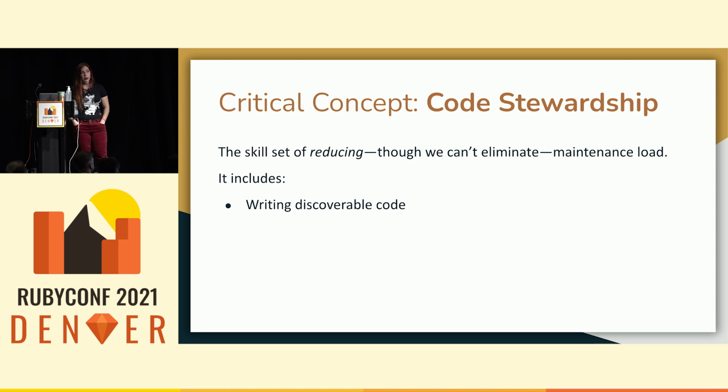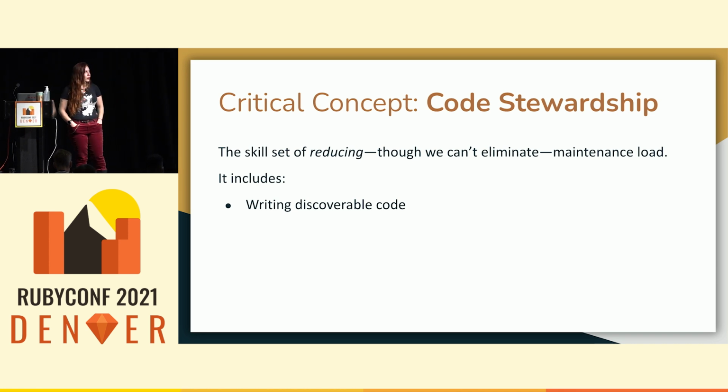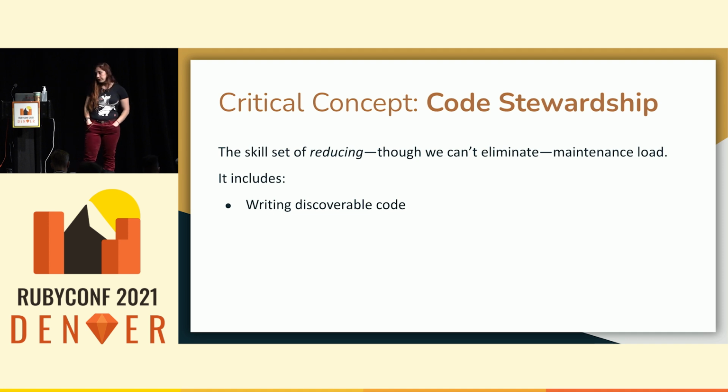And it is specifically the skill of reducing maintenance load. Now, I want to be clear. We cannot eliminate maintenance load unless we eliminate all of the code, because we have to maintain the system. But this is the skill set of reducing maintenance load. And it's a skill set that we don't tend to incentivize or prioritize in programming education and professional programming environments. The places that do are anomalies.